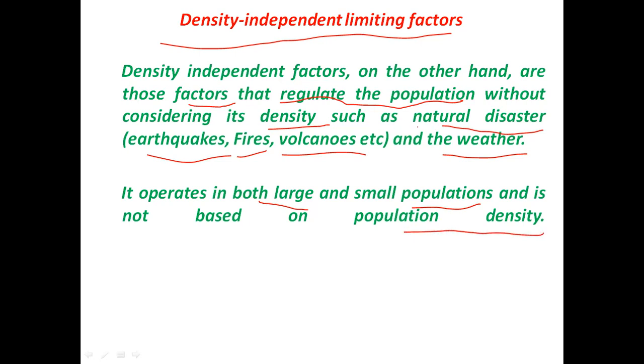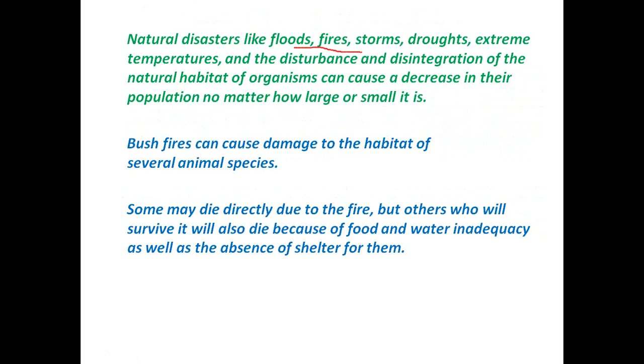All right, so these natural disasters like earthquakes, fires, volcanoes have nothing to do with the density of a population. For example, an earthquake can destroy a population even if it is low density or if it is highly dense, or if there is a forest fire. So a less dense, small population will also be affected, as well as the large population. So these factors have nothing to do with the density. That's why we call them density independent factors. Natural disasters like floods, fires, storms, droughts, etc., can cause a decrease in the population, no matter how large or small it is.